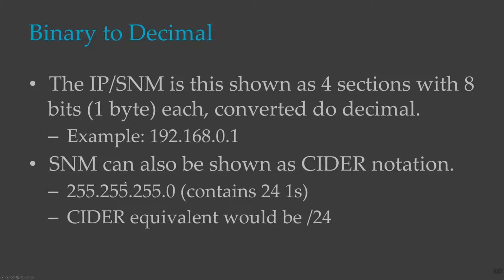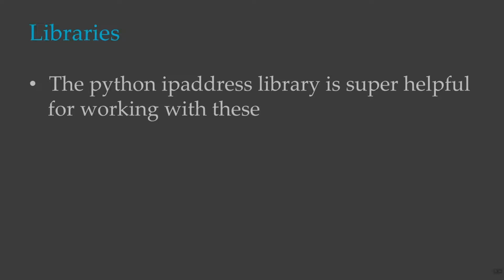So if you wanted to say that this was 192.168.0.1 with a subnet of 255.255.255.0, or you could say it's an IP address of 192.168.0.1 with a subnet mask of /24. It just makes things a little bit easier. I wouldn't worry too much about this because there is a library in Python called ipaddress. It's super helpful when doing all the work with these.